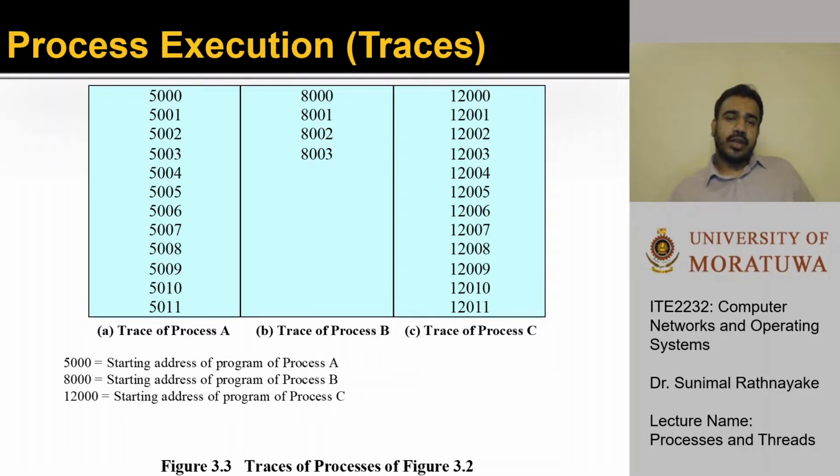I talked about the traces. The traces include the series of instructions and the addresses that one process consists of. Process A started at address 5,000. You can see the addresses associated with process A are 5,000 to 5,011. Then process B starts at 8,000 and goes until 8,003. Then process C goes from 12,000 to 12,011.